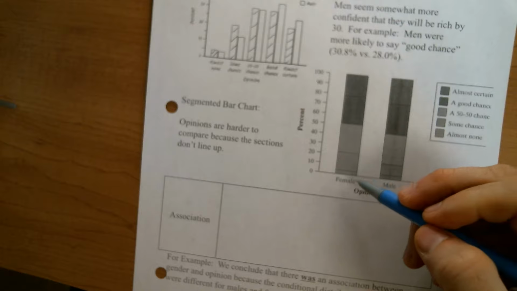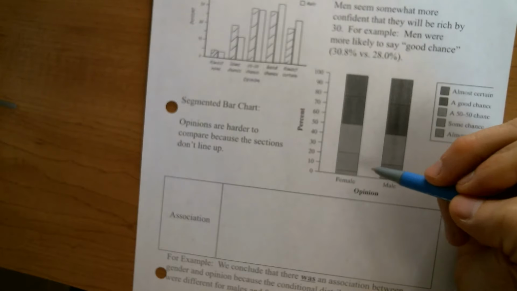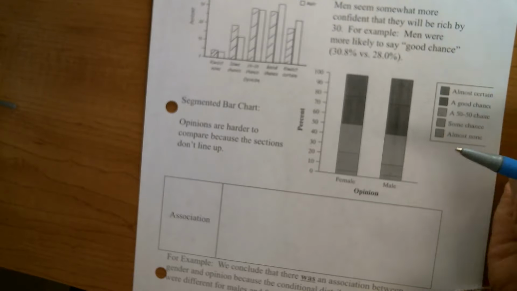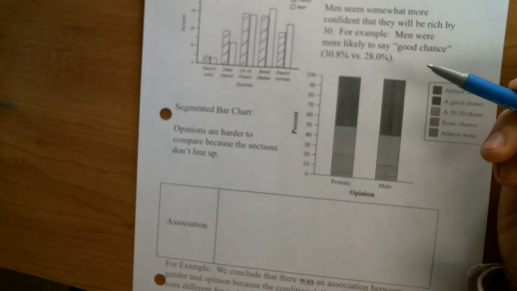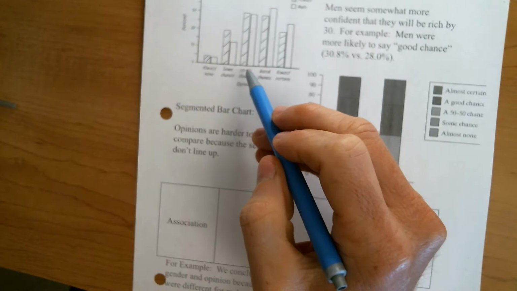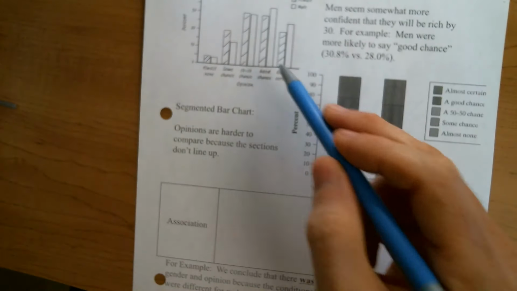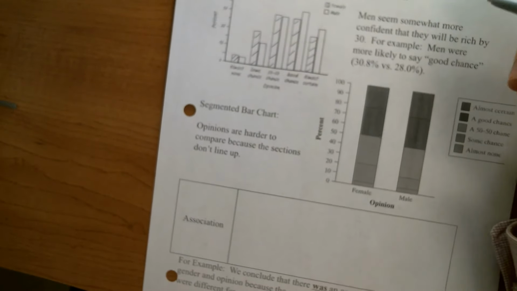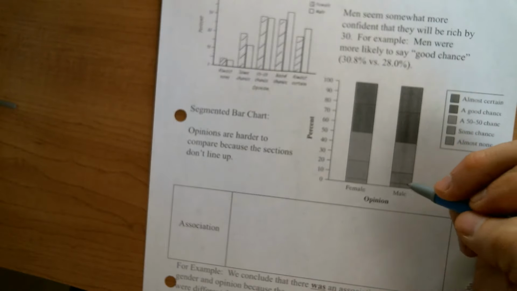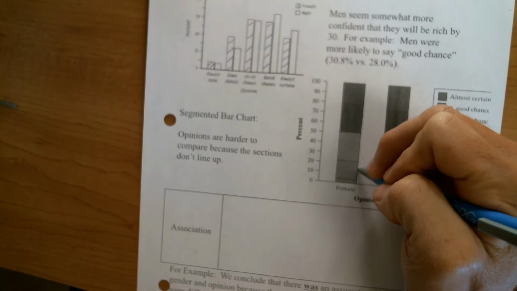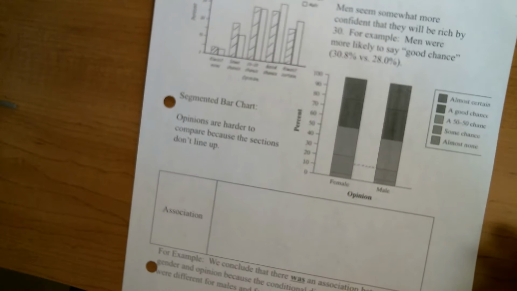Compare this to the segmented bar chart. Again, we've got male, female. It gives us the breakdown of, in females, what percent said almost none, what percent said some, what percent said 50-50, what percent said good chance, what percent said almost certain. But it's hard to do the same comparisons that we did over here. Technically, these two graphs are comparing the same information, but it's much more difficult here because the categories and sections don't line up. Once these get a little offset, like right here, it can be very difficult to actually compare categories.